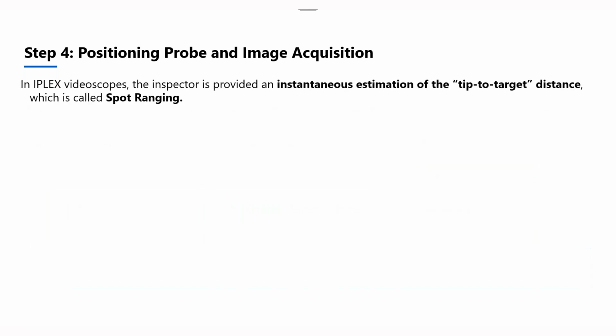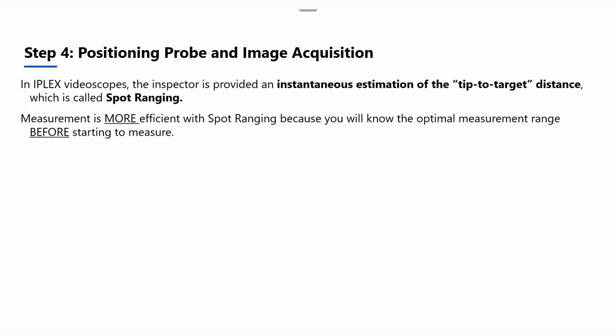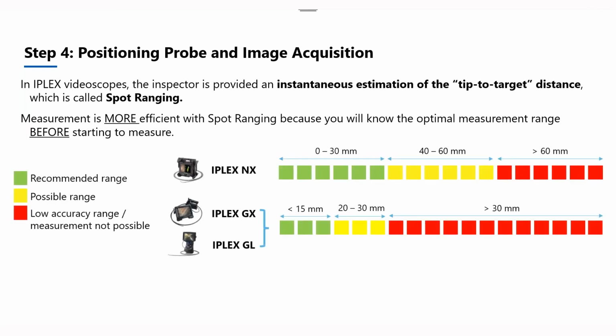Now, for instance, to estimate the right distance of the videoscope, there is a function on the IPLEX videoscopes called spot ranging. This function provides an instantaneous estimation of how far you are, and that gives you easy guidance to know if you are within the range for the measurements. When you activate spot ranging, you're going to see on your screen something we call the color range, and that gives you an idea if you are within the recommended range.